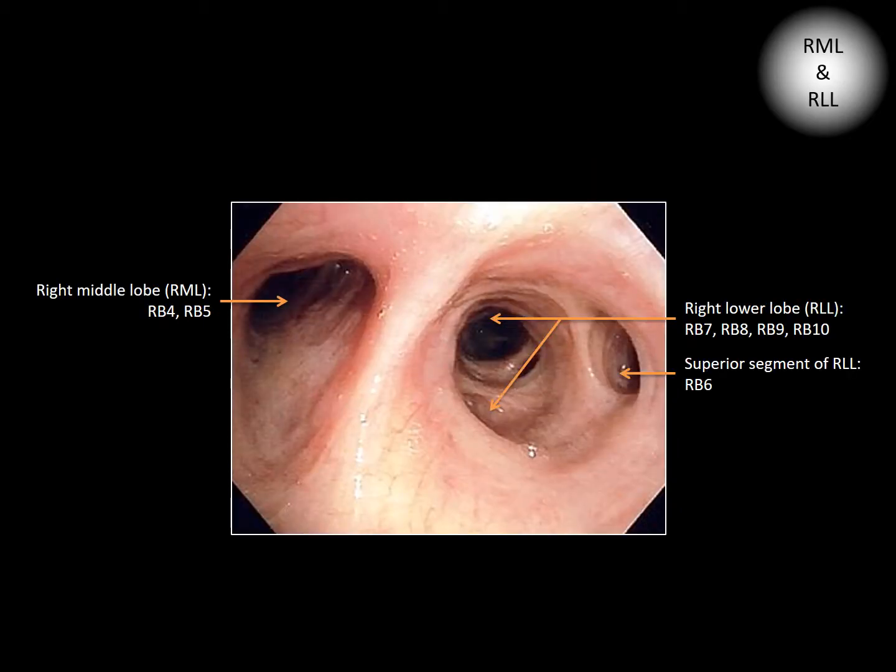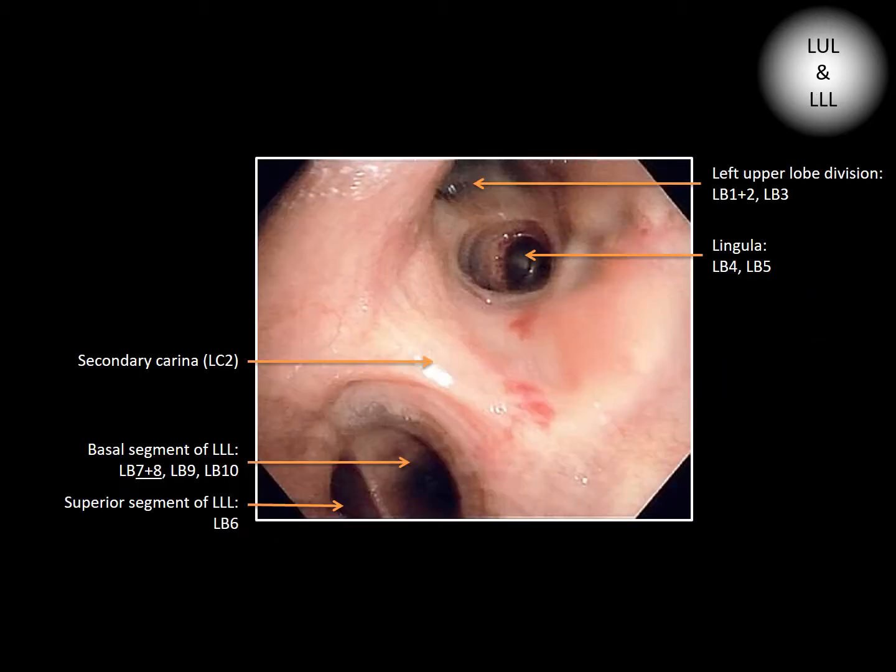Past the right upper lobe, and distal to the bronchus intermedius is the right middle lobe and the right lower lobe. The right middle lobe divides into 2 segments, the lateral segment or RB4, and the medial segment or RB5. The right lower lobe divides into the superior segment or RB6, the medial basal segment or RB7, the anterior basal segment or RB8, the lateral basal segment or RB9, and the posterior basal segment or RB10. Note that the right middle lobe is opposite to the superior segment of the right lower lobe.